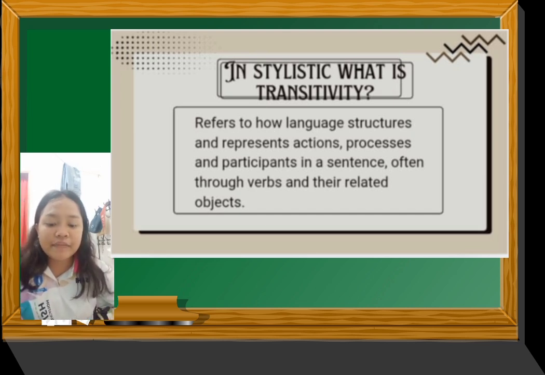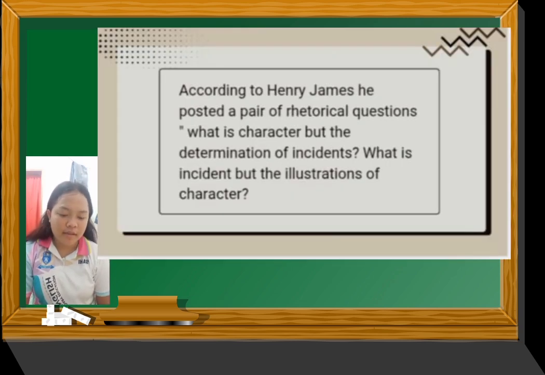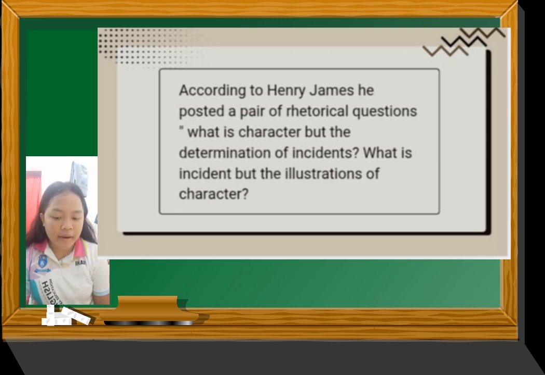So transitivity analysis in stylistics allows for a deeper understanding of how linguistic choices contribute to the text or its context. And now we're going to tackle the next topic, which is, according to Henry James, he posed a pair of rhetorical questions. What is character but the determination of incident? What is incident but the illustration of character?